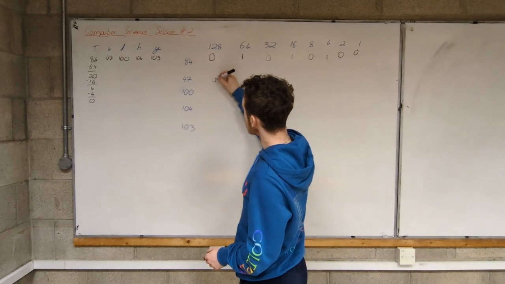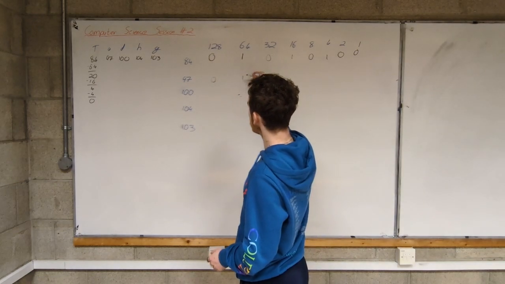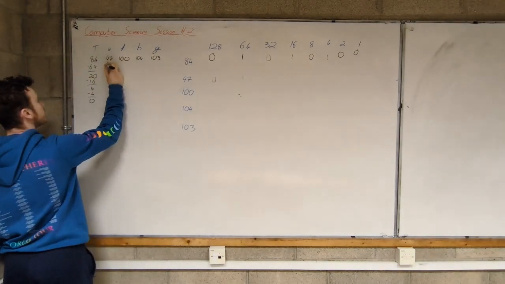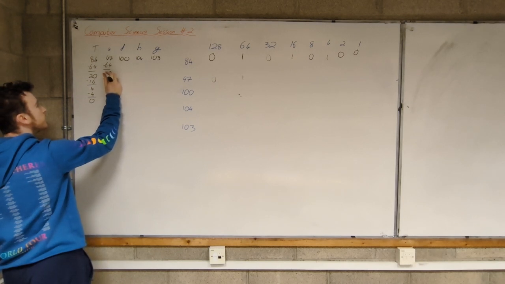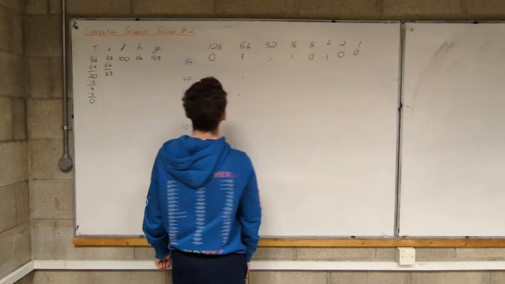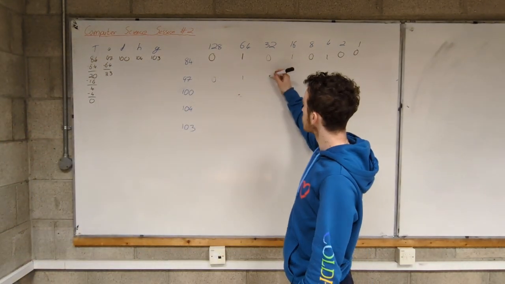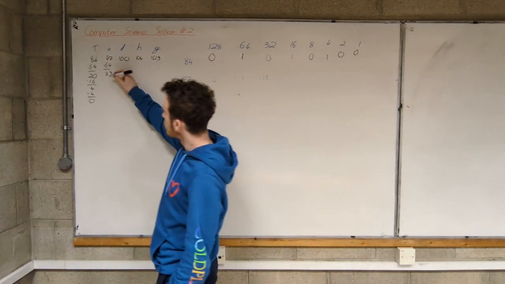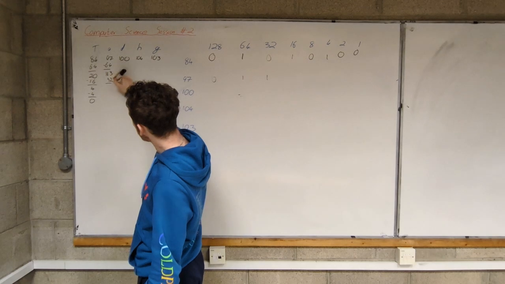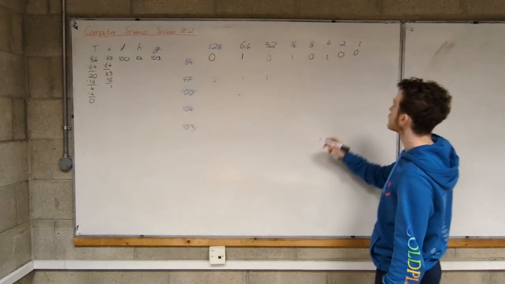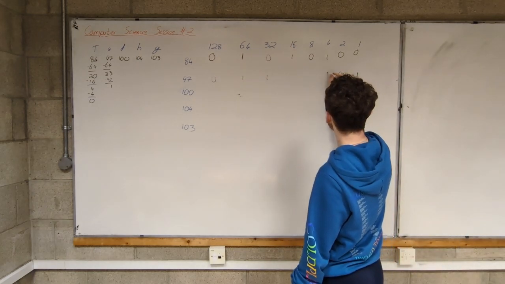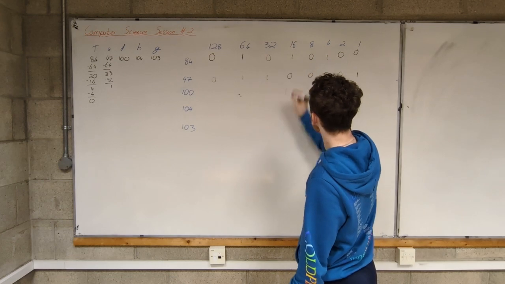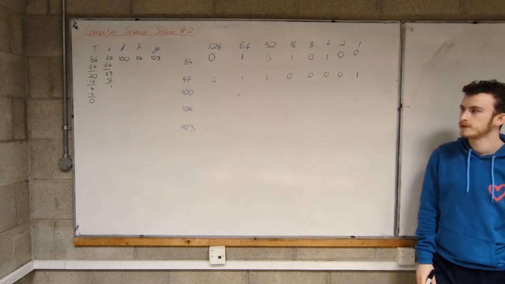So 128 into 97 does not go. 64 into 97 does indeed go. So 97 minus 64 is that is 3, and that is 33. So 32 into 33 does go. So minus 32 leaves us with 1. So we can just then go over to 1, fill it in as a 1, and we can just fill in the rest of these as zeros. So 100 now.